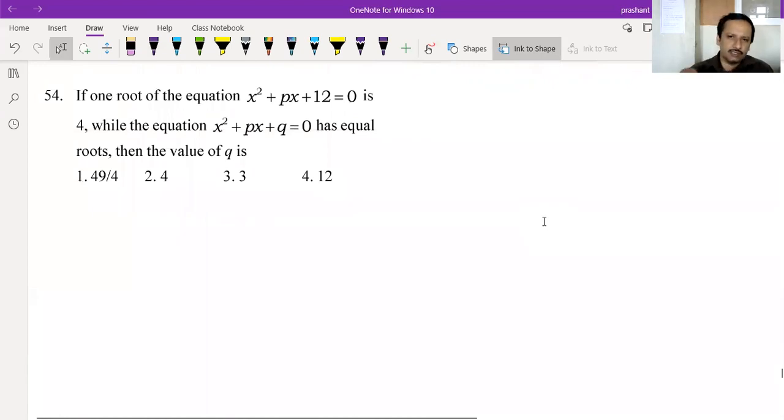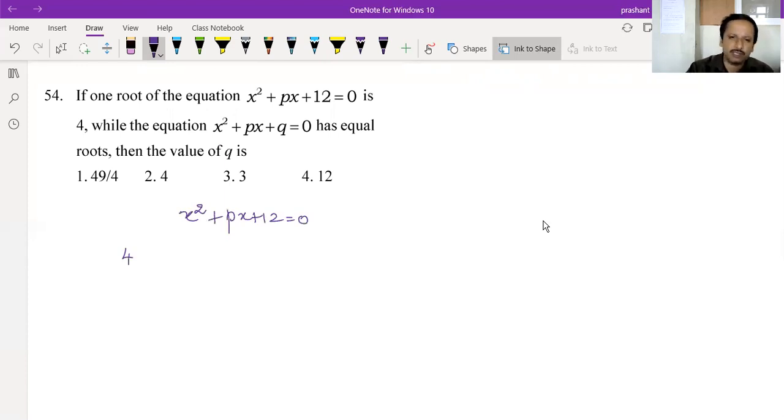Okay, 54th question. This is from quadratic equations. If one root of the equation x square plus px plus 12 equal to 0 is 4, while the equation x square plus px plus q equal to 0 has equal roots, then the value of q is. One root of the first equation is 4, so 4 should satisfy it. Substituting, we get 16 plus 4p plus 12 equal to 0, so 4p plus 28 equal to 0, 4p equal to minus 28, hence p is equal to minus 7.